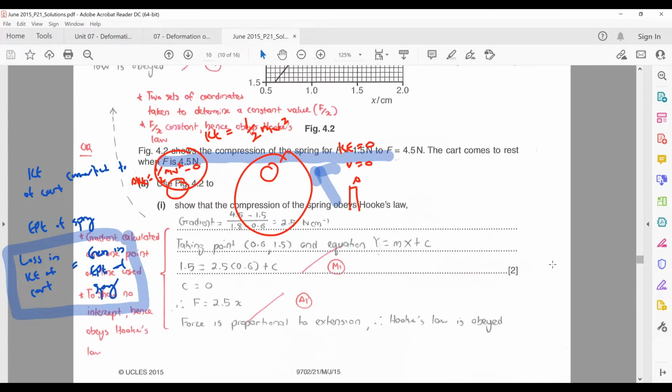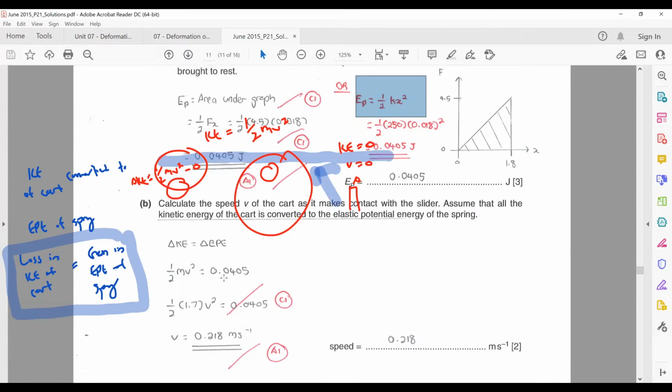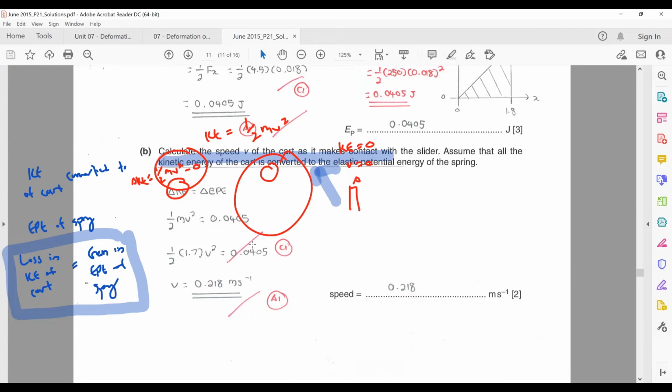So let's go through that. It says half mv square minus 0 equals 0.0405 joules. I did not put the 0 inside because I omitted it, but just know that it's minus 0. So eventually you just substitute all the values.